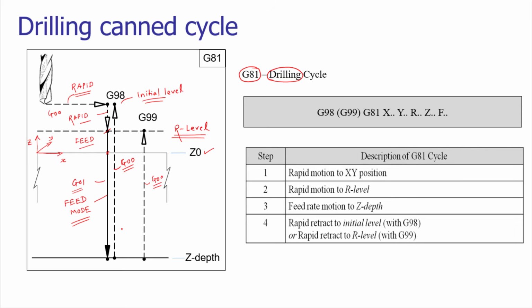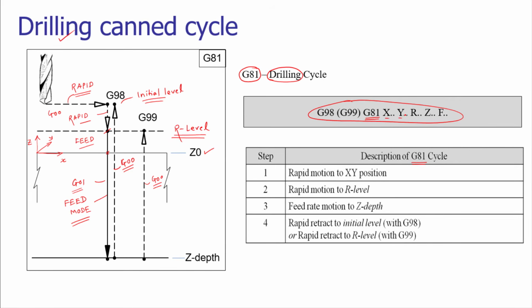These entire operations are written in a compact way by using a syntax, and that syntax can be seen on your screen. The syntax has a variety of words. The first word is G98 or G99. G98 or G99 has to be specified. The word G81 designates the canned cycle for drilling operation.